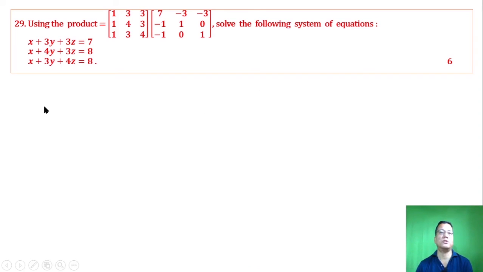Question number 29. Using the product of this into this, solve the following system of equations. 6 marks.